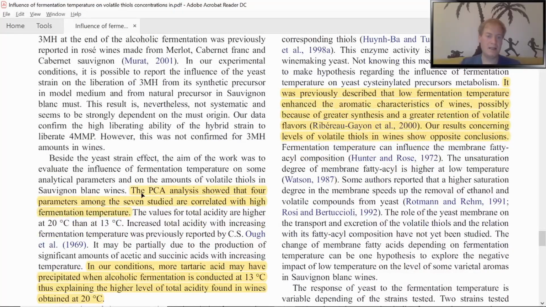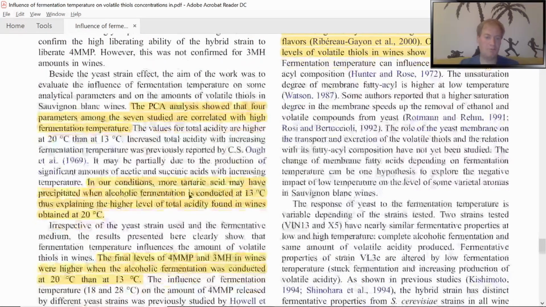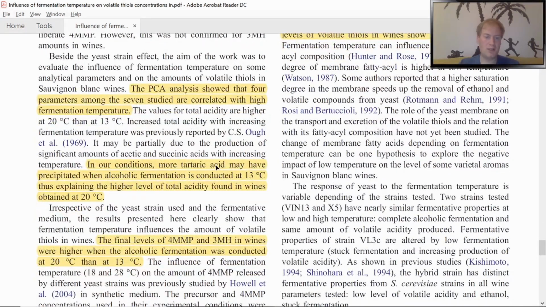What I say, the PCA analysis showed that 4 parameters among the 7 studied, so the 3 volatiles and total acidity, are correlated with high fermentation temperature. In our conditions, more tartaric acid may have precipitated when alcoholic fermentation is conducted at 13 degrees, thus explaining the higher level of total acidity found in wines obtained at 20 degrees.